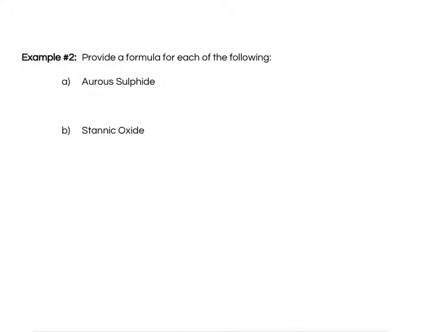All right, so let's go ahead and do the reverse, which is to use those Latin names and create some formulas. So when I look at the first example that's provided, I notice that I have the OUS ending, aurous, and aurous refers to gold. So I know I have gold. So I'm going to look on my periodic table and I'm going to say, well, what are the two charges for gold? Well, gold can have a +1 charge, and gold can have a +3 charge. But since I have the OUS ending, that's what's telling me that in this compound, gold will have the +1 charge.